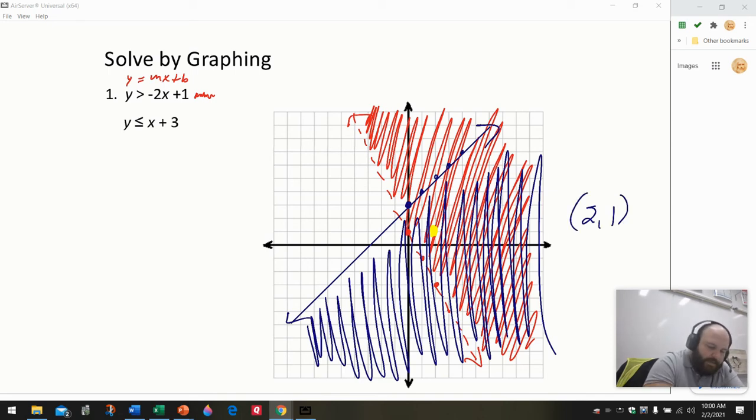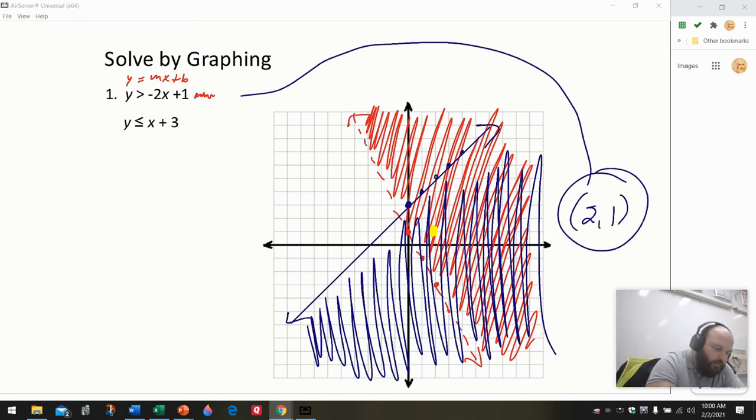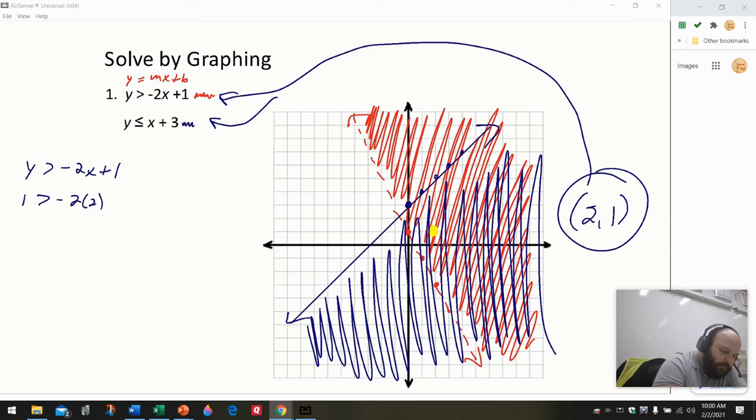Okay. Now, what that means is this ordered pair would work for both this equation and this equation. It will work for both because it is in the shaded region. If I were to plug the numbers in, I would get a true statement. So I'm going to show you that. In the first, y is greater than negative 2x plus 1. If I put the number 1 in for y and the number 2 in for x, I would get negative 4 plus 1, which is negative 3. So it says 1 is greater than negative 3, and that is true.